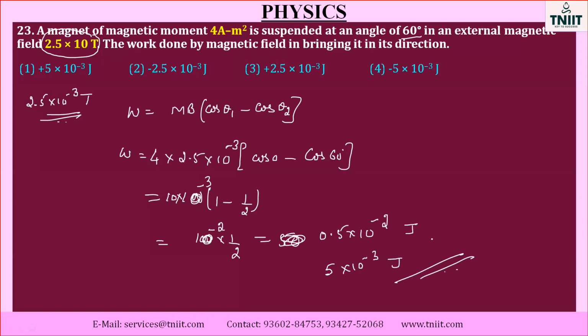You know that work done is always against the field. So energy should always be negative. So minus 5 into 10 power minus 3 joule.